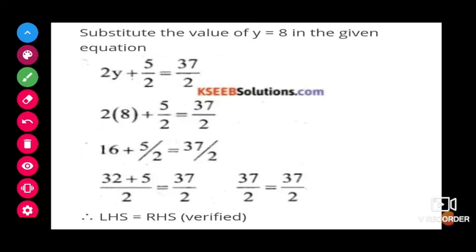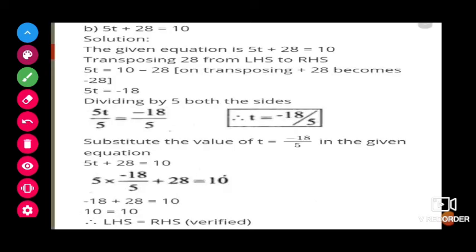Now substitute y equal to 8 and find whether it is the correct answer or not. Next one, 5t plus 28 is equal to 10. In the same way, children, first transpose plus 28 to that side. If plus 28 goes to that side, it will become minus 28. So 5t is equal to 10 minus 28. So we will get 5t is equal to minus 18.